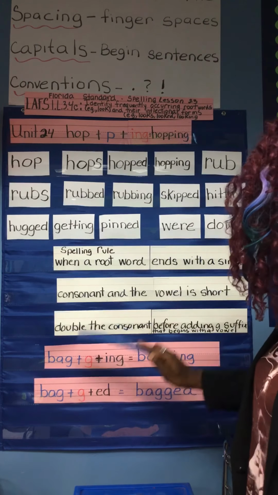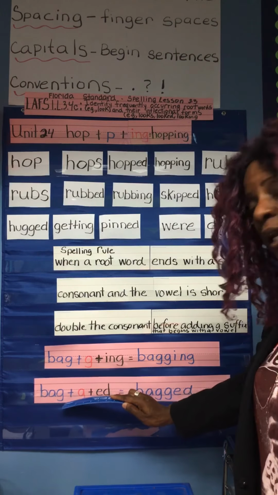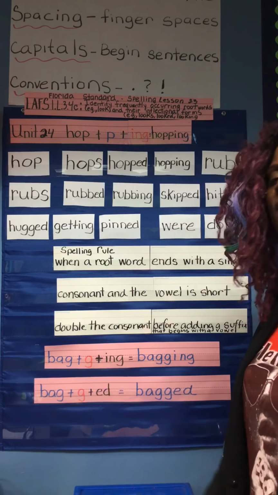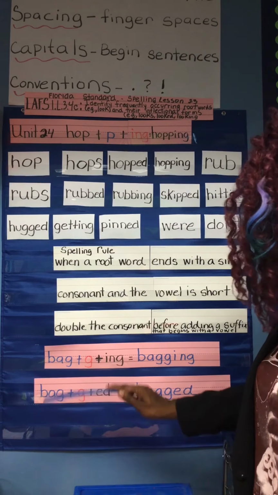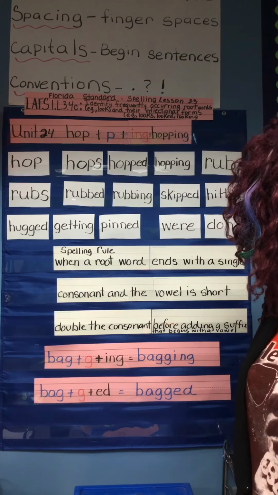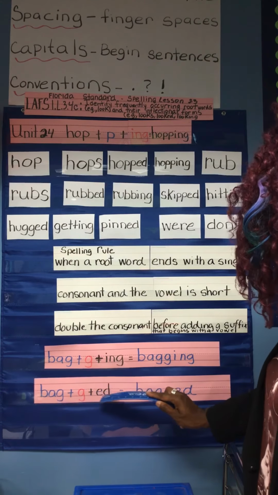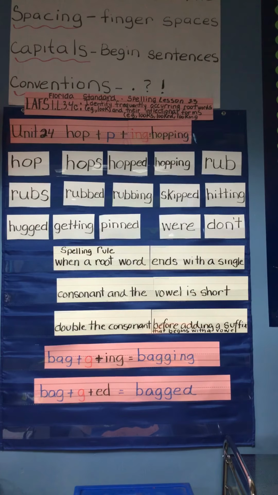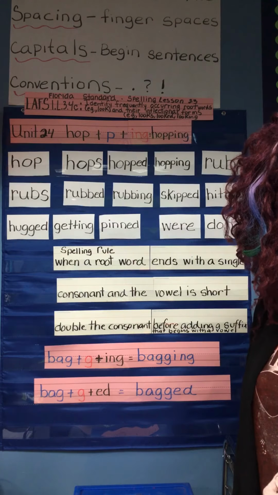So we identify the root word. We determine if it has a single consonant at the end. This is a single consonant, and we're talking about the consonant at the end of the word. And then in order for it to fit, it must have a short vowel sound. And we know for sure that we double the consonant before adding the suffix. So let's do that. Bag plus g, we're doubling it, plus ed equals bagged. Bagged. Okay? So that's our grammar rule for adding suffixes: doubling consonants before adding our suffixes.